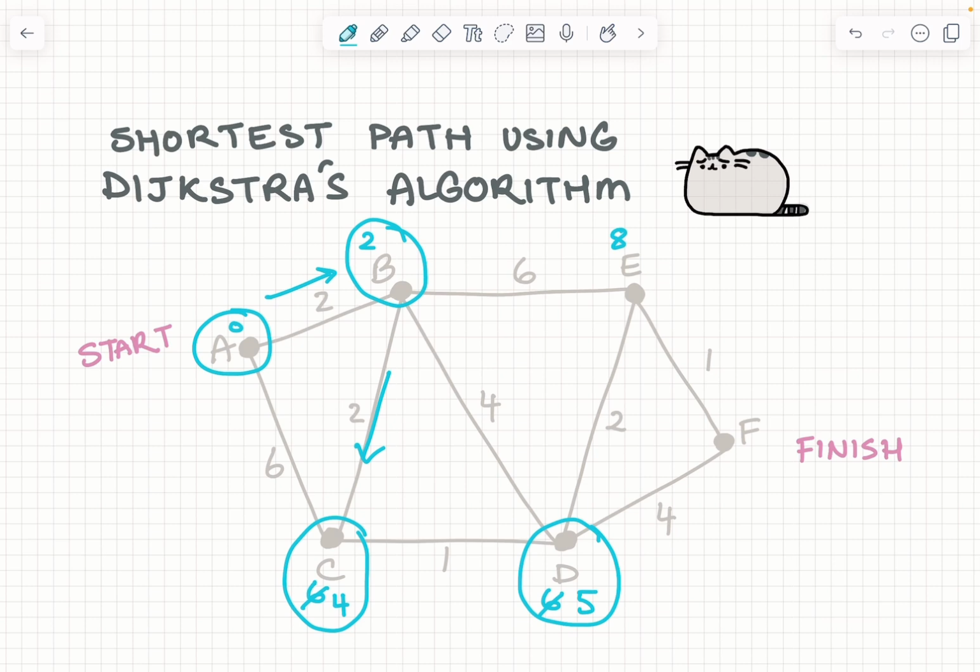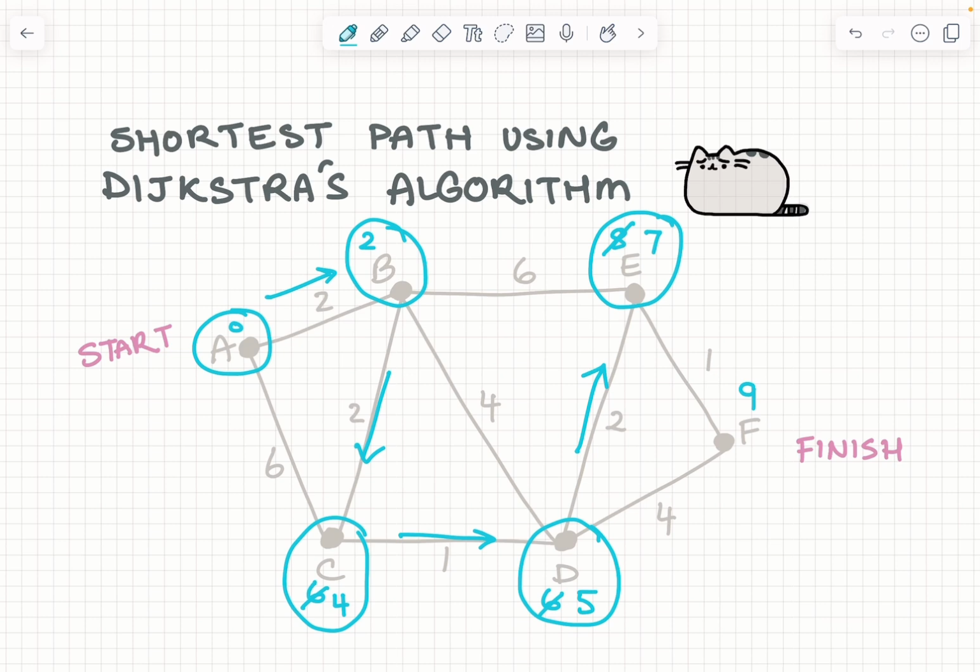Now from D, let's look at the neighbours we can go to. We can go to E and F. E, we could take 5 plus 7. 5 plus 2 is 7, which is better than 8. And F, 5 plus 4 is 9. The lowest uncircled value here is 7. So we'll go there from D. And I forgot to put an arrow. We went from C to D.